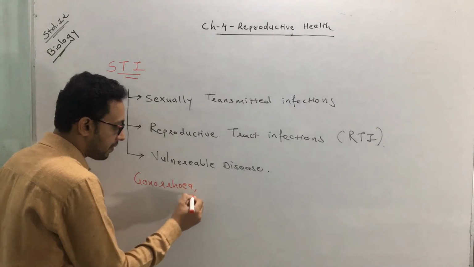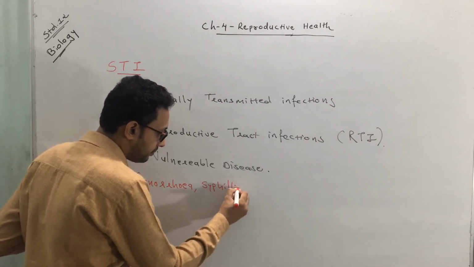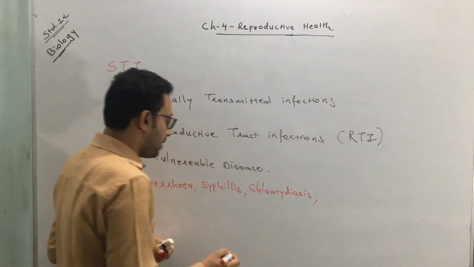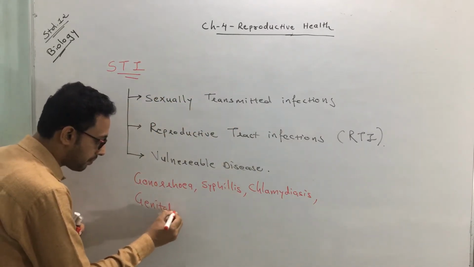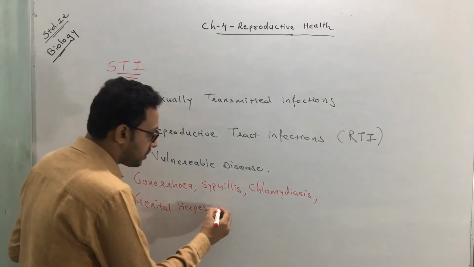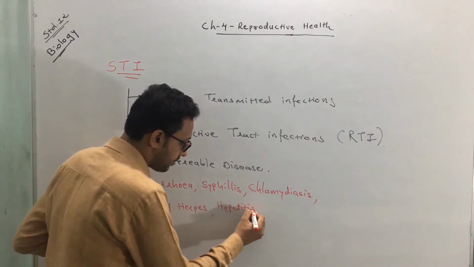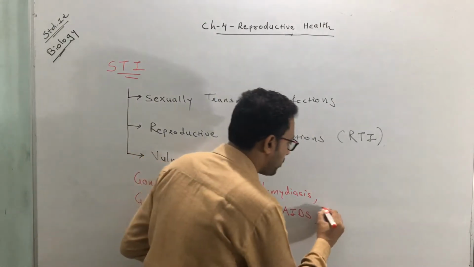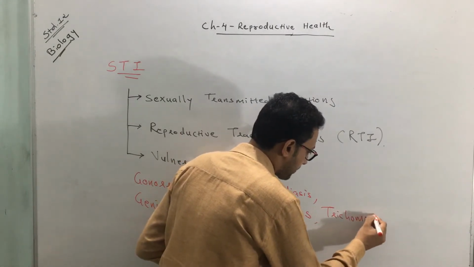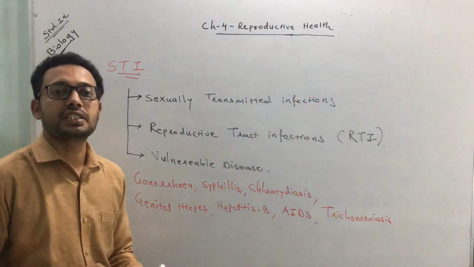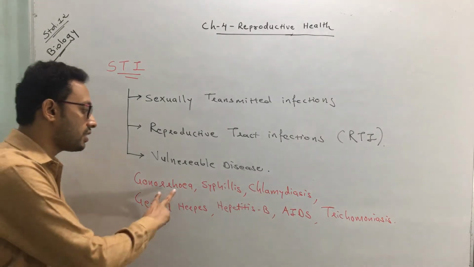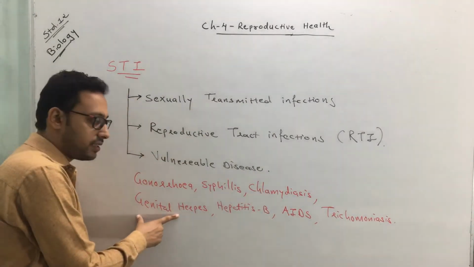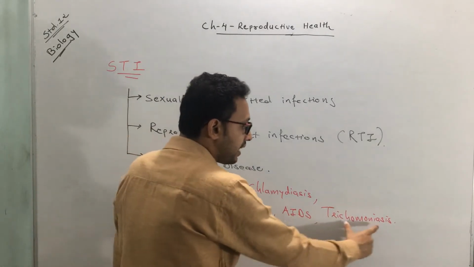Gonorrhea. Next, another one is syphilis. Next is chlamydiasis. Next is genital herpes. Next is hepatitis B. Next is AIDS. Next, trichomoniasis. So these are a few of the diseases or infections which are sexually transmitted. There are a few examples: gonorrhea, second syphilis, third chlamydiasis, fourth genital herpes, next hepatitis B, AIDS and trichomoniasis.